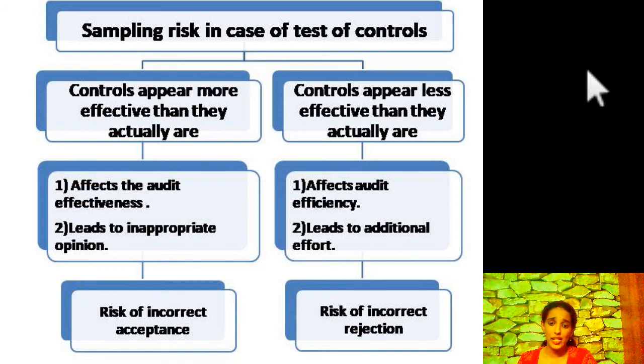The auditor feels it is effective, and because of that he gives a clean or unmodified report because he feels there is no kind of theft or defalcation happening there. Finally, everything is there, there is no fraud, there are no misstatements, and he gives a clean report. But actually what has happened? The audit effectiveness has been affected, and because of that the auditor is giving an inappropriate opinion. So when the controls appear more effective than they actually are, it affects the audit effectiveness and leads the auditor to give an inappropriate opinion.